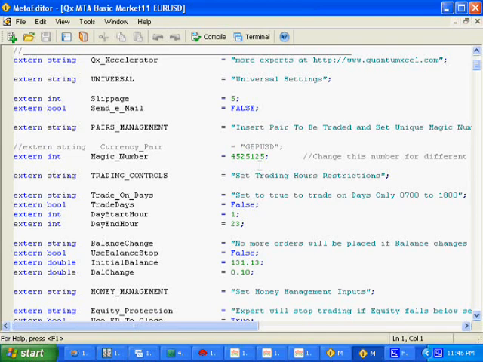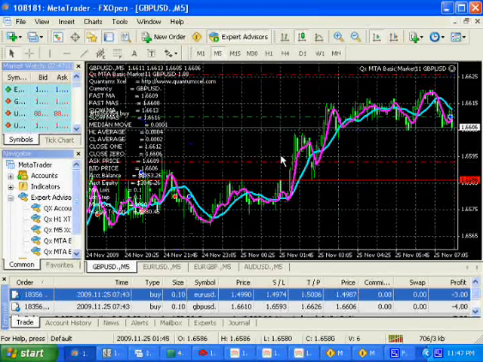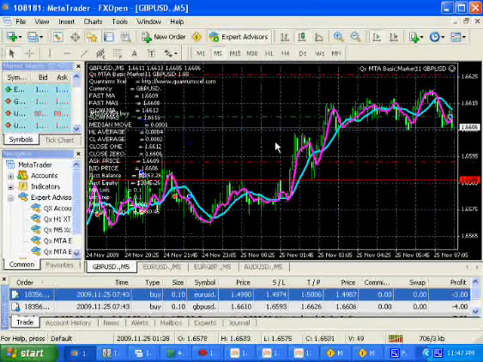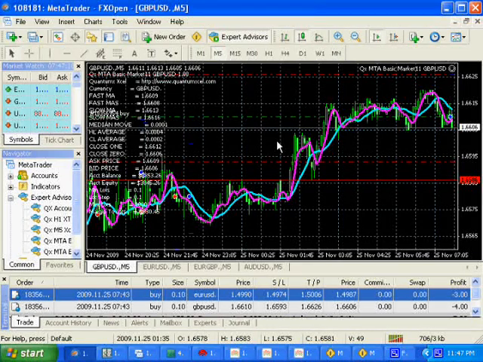What it does is restrict you from trading on any pair other than the one you specify in the currency pair to trade here. The reason that I included this is that with various experts, and with this particular expert, it's designed to kind of speed up the process of trading multiple pairs at the same time.